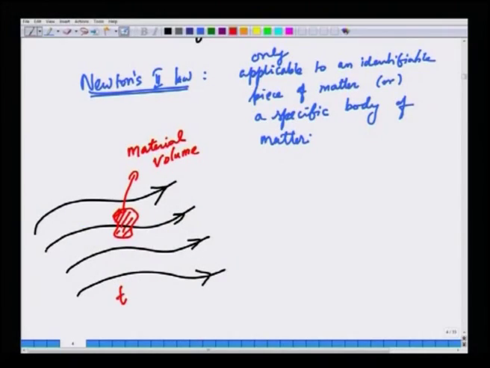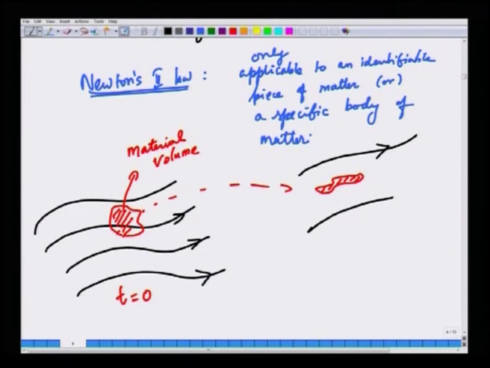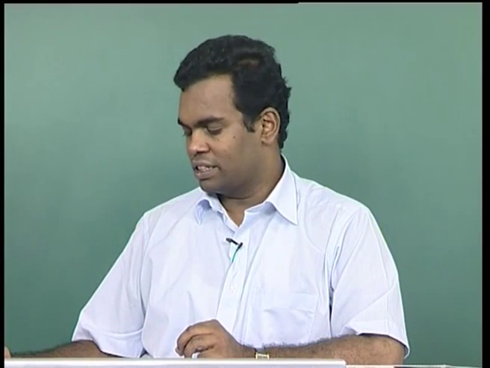So, this is at time t equal to 0, let us say. At a later time, this blob of fluid which was like this here may deform, stretch, move in space and so on. So, this is after some time t. After a time t, this material volume, which we imagine contains the same set of material points, will stretch, deform and move.